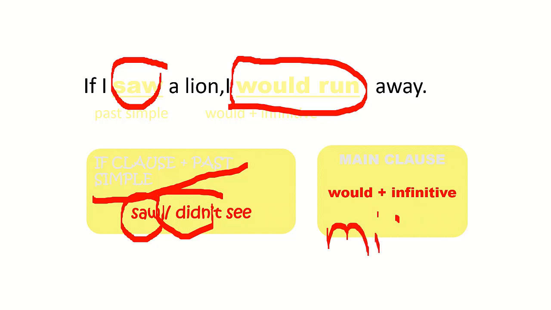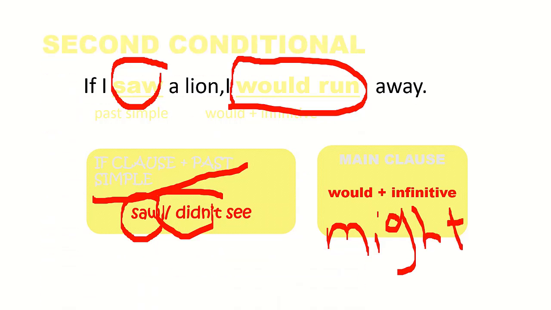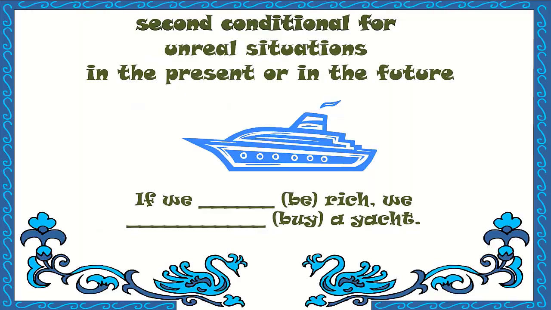You can use what? Might in the second one. So let's go on. Now this is the second conditional. The second conditional is past simple and would. Just to revise what we have said, the first conditional is present simple and will, and the zero conditional is present simple, the two sentences, the if clause and the main clause.